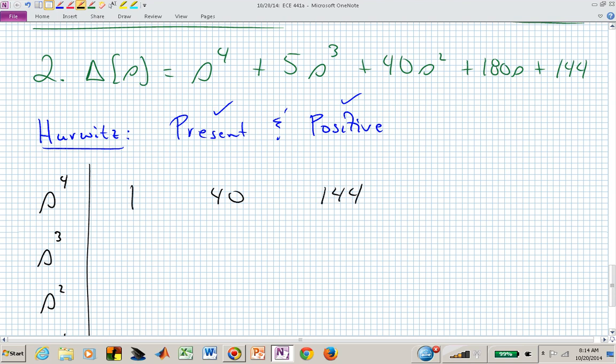$140 and $144. What's in the second row? $5 and $180. Everybody comfortable with that?